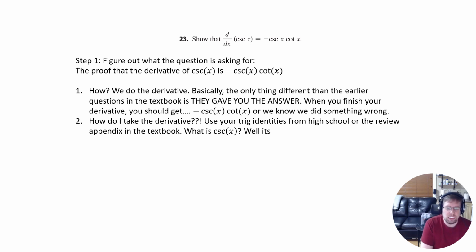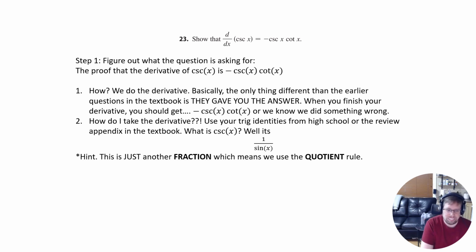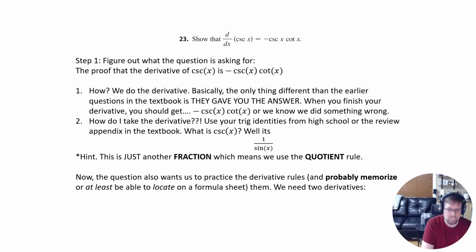So what exactly is cosecant x? Well, it's defined as being 1 over sine x. And so when you go 1 over sine x, can you take the derivative of that? Well, a big hint is it's just a fraction, and as soon as you see a fraction, it means you have to use the quotient rule. So the question probably wants us to also practice our derivative rules and memorize some. There's two we're going to need. The first one is the derivative of sine x, which is cos x. And the second one is the derivative of 1 is equal to 0.